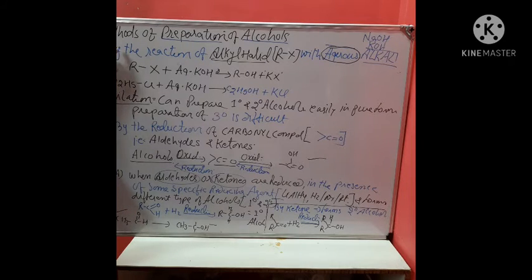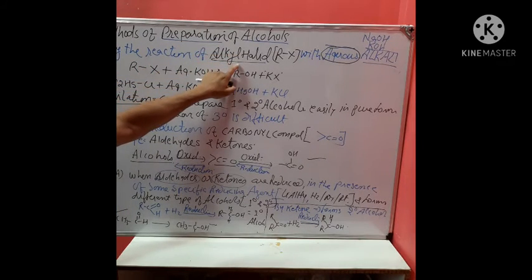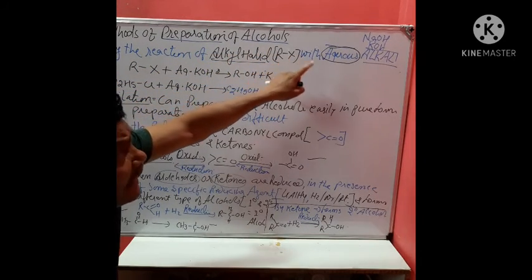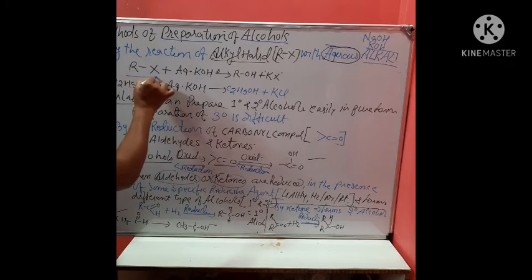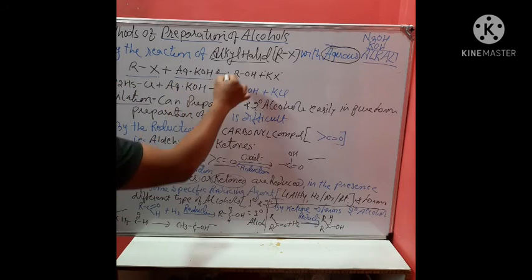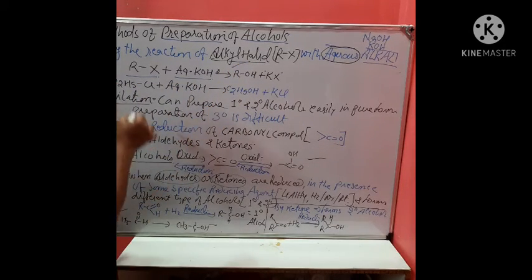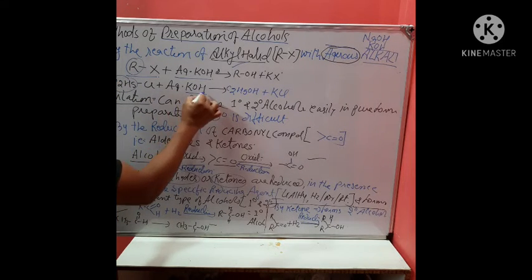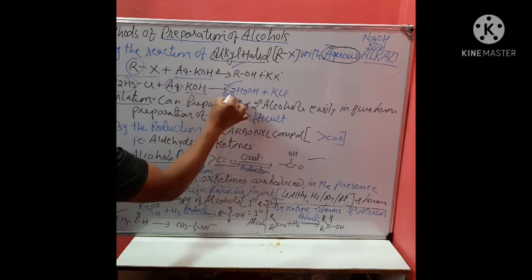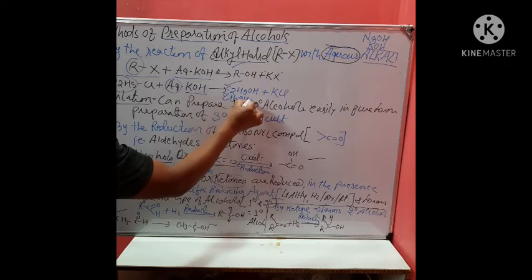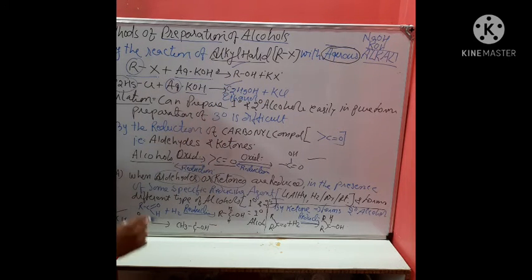So these are two important reactions. First one is the reaction of alkyl halide, that is RX, with aqueous alkali. Remember, aqueous alkali must be strong, NaOH or KOH. So RX plus aqueous KOH gives alcohol. You can change the R to C2H5. With aqueous KOH it forms ethanol plus KCl.